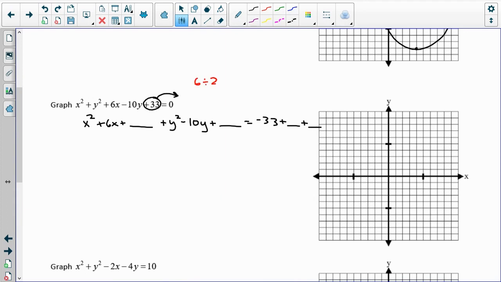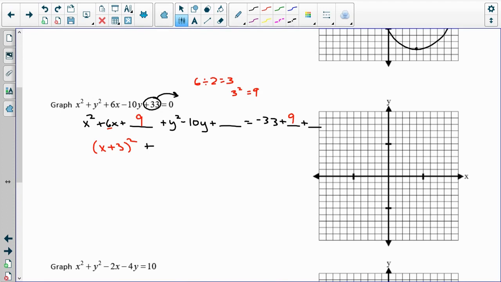6 divided by 2 is 3. Remember that 6 is our middle term for the x's. So I have x plus 3 squared. Then I take that 3 and square it, and I get 9. So that's the number that goes in these blanks.